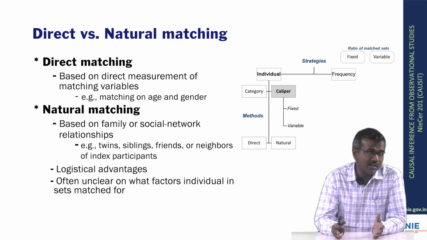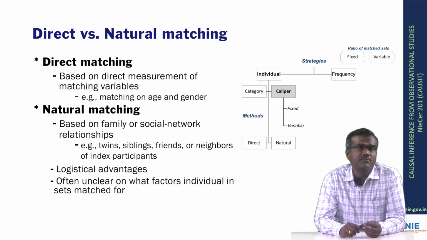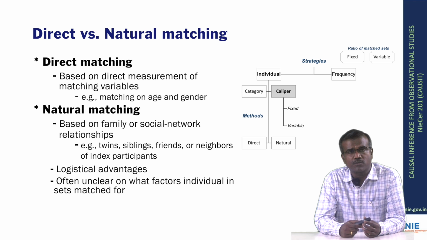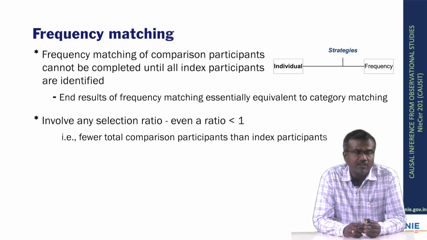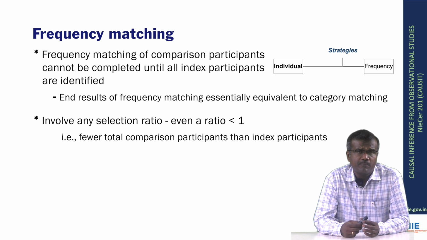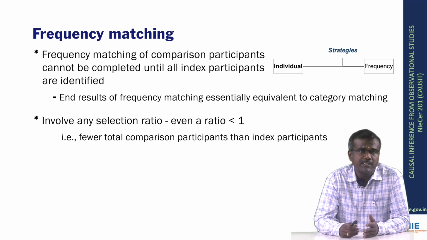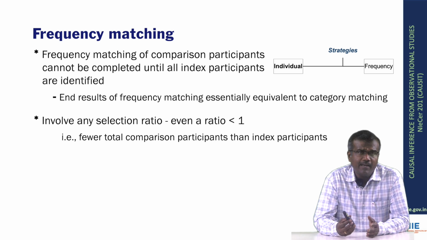It has its logistical advantages in terms of recruitment of matched controls or matched unexposed group. However, it is unclear very often on what factors the individuals in the sets are matched for. Frequency matching involves comparison of participants that has to be completed until all index participants are identified. At the end, frequency matching essentially is similar to the category matching.